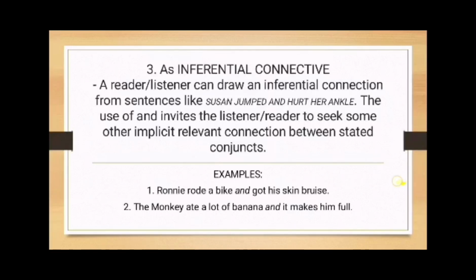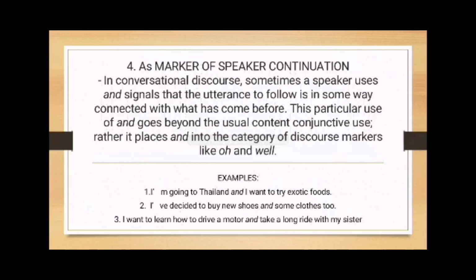So the last one is number 4. As marker of speaker continuation in conversational discourse, sometimes a speaker uses "and" to signal that the utterance to follow is in some way connected with what has come before. This particular use of "and" goes beyond the usual content conjunctive use. Rather, it places "and" into the category of discourse markers like "and while."